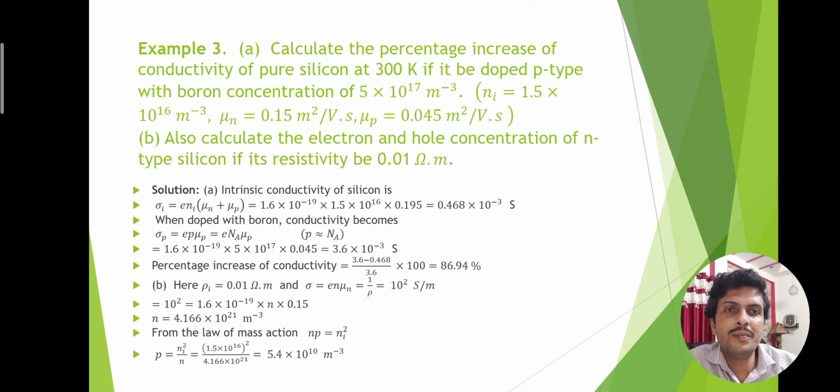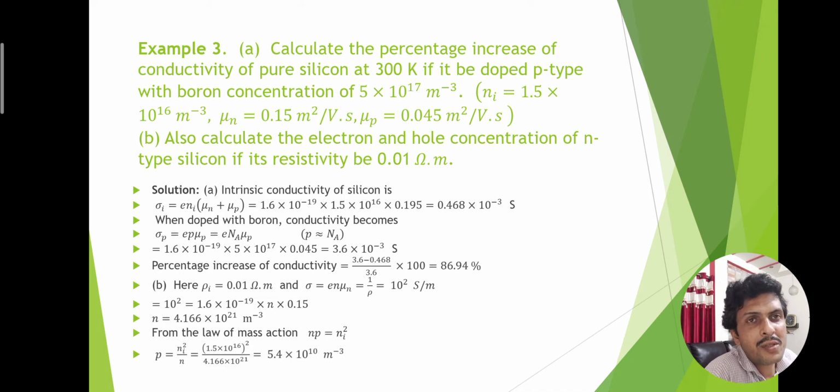Now the percentage increase of conductivity is given by 3.6 minus 0.468 by 3.6, that is 86.94%. For the second question, also calculate the electron and hole concentration of n-type silicon, if its resistivity is 0.01 ohm meter.